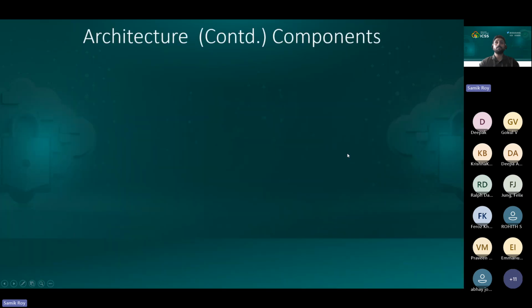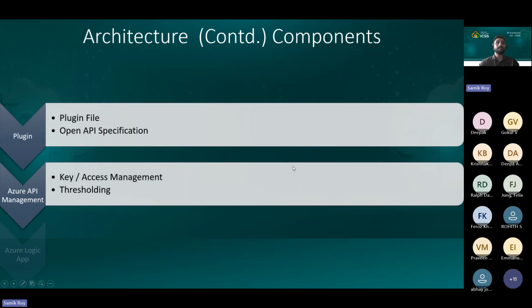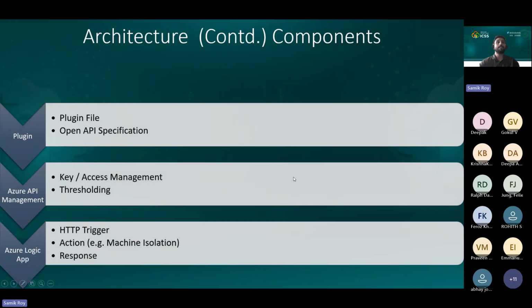Let me get into the next part, where I break it down. We saw there's a plugin, and what a plugin contains. As I said, the plugin contains basically three things here. The plugin has its plugin file and an OpenAI specific file. So both the files are complementary to each other.